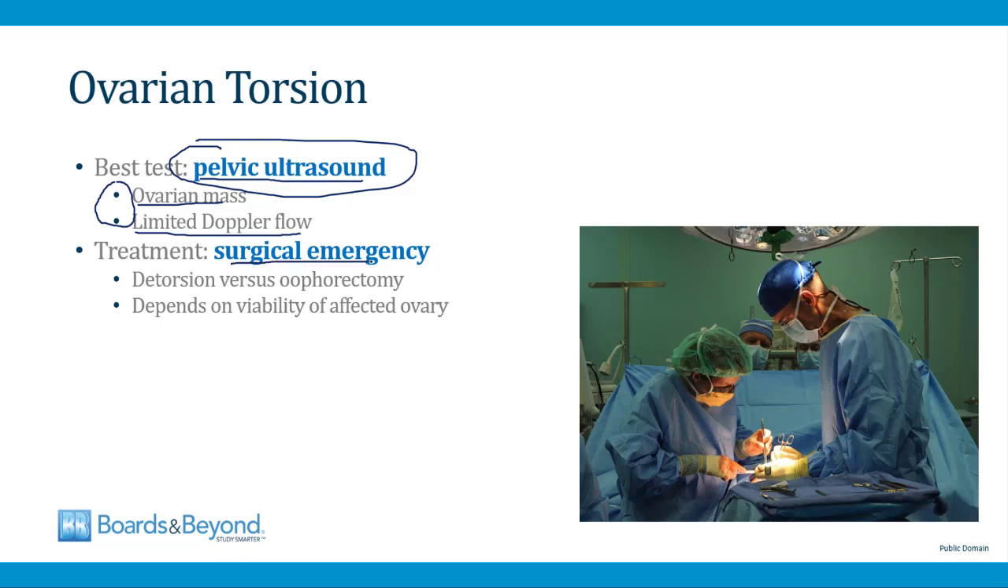Torsion is a surgical emergency. There are 2 procedures that can be performed. One is a detorsion, which is basically untwisting the ovary. The other is an oophorectomy, which is removal of the ovary. Which procedure is done depends on the viability of the affected ovary.